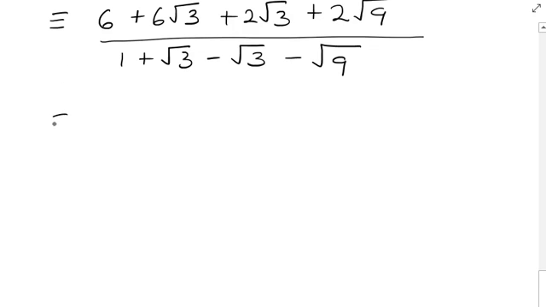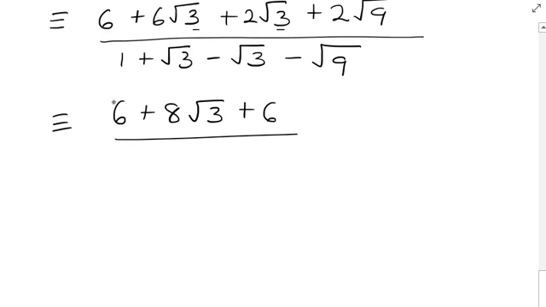Then we simplify further. That will be 6, the numerator first. So we have similar radicand here, root 3, so we can add the whole numbers. 6 plus 2, that's 8. So that's plus 8 root 3. Then root of 9 is 3. So 3 multiplied by 2 is 6, plus 6, divided by 1. So root 3 minus root 3, they're similar radicand, so they can subtract each other. That's 0. Then root of 9 is 3, so that's minus 3.